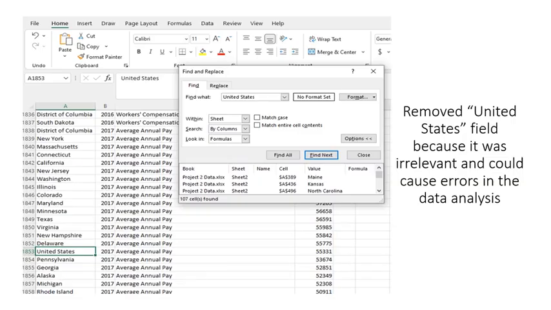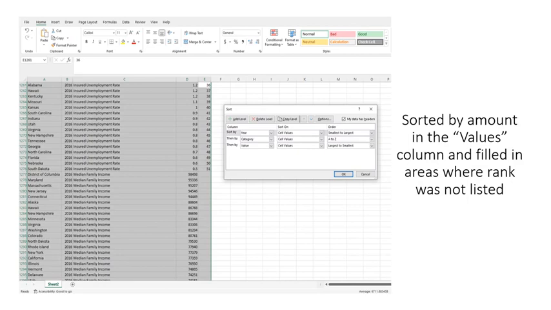In taking a look at our analysis, the field United States really seemed irrelevant to the data set and could potentially cause errors in our comparative analysis. So we took a look at that, searched, and removed each of the rows that contained United States as a field. Next, we searched and found that a portion of the data set did not have the rank field appropriately filled in. So we sorted by value and used a formula to correctly calculate the rank for each row.